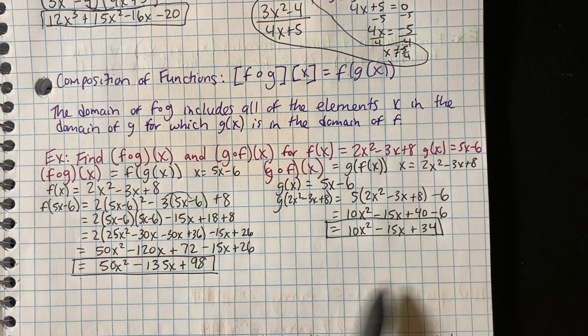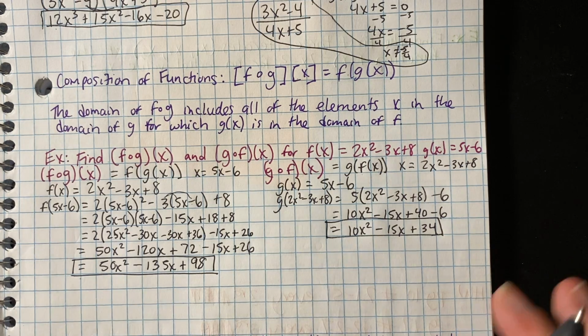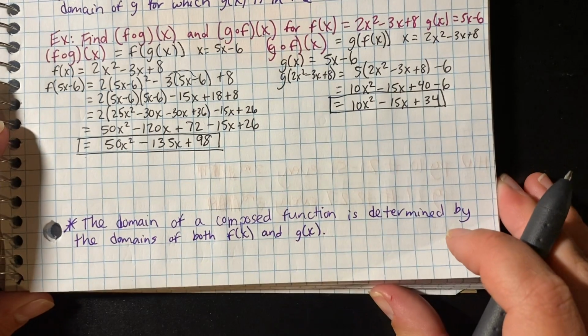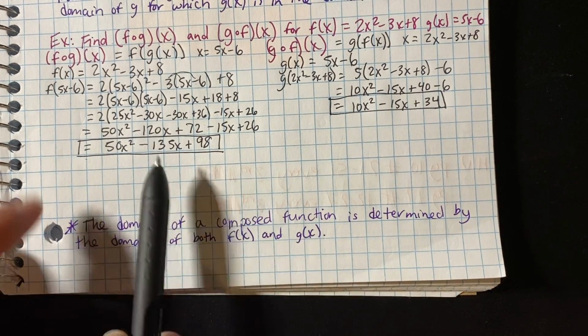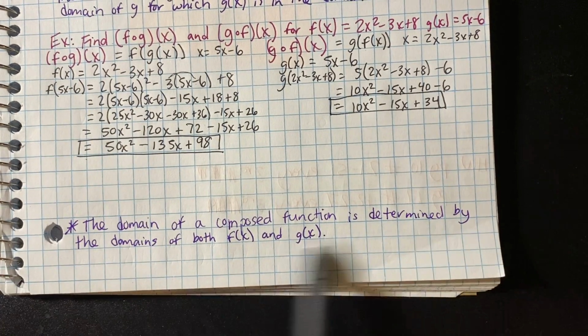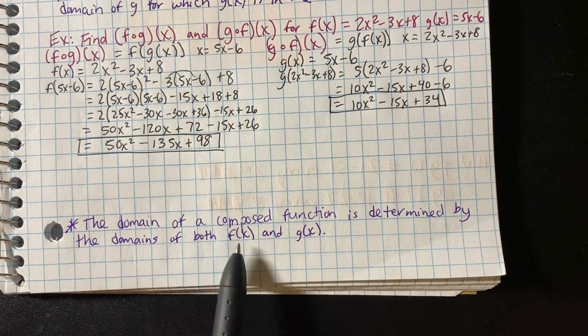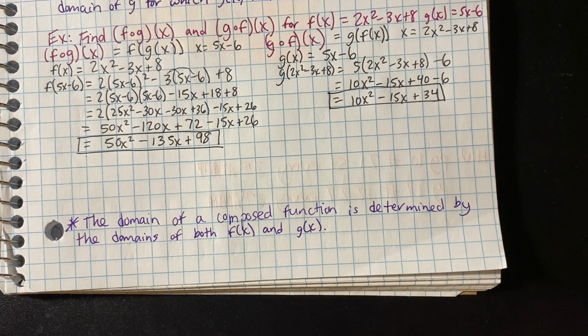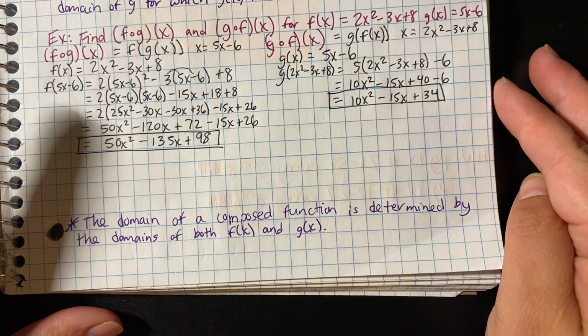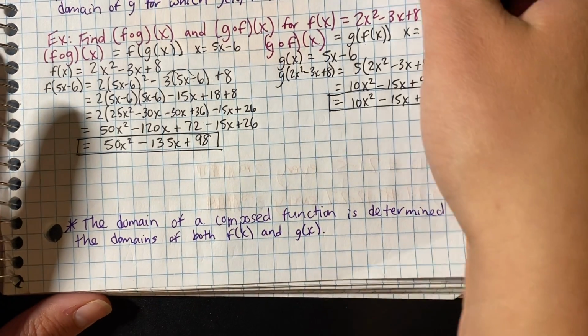Because there is no fraction or anything, we don't have to find a domain. A note for you though, the domain of a composed function, so these are composed functions, is determined by the domains of both f of x and g of x. So if one of these happened to be a fraction, then that would impact that. All right, last page.